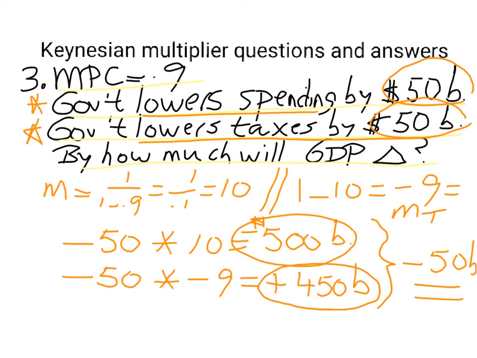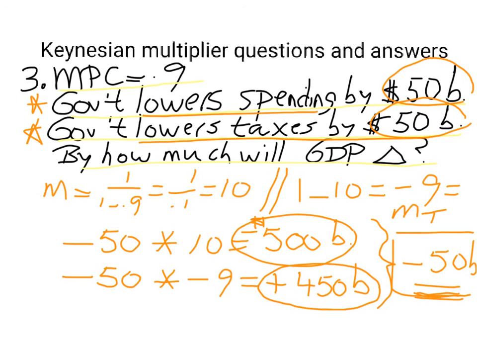Keynes actually said that if a government lowers spending and lowers taxes by the exact same amount, GDP will actually change by that exact same amount, which is what we saw here in this problem. He called it the balanced budget multiplier, because in this case we're balancing our budget. Yes, we're lowering our taxes by 50, so that's not so good for our budget. But we're also lowering spending by the same exact amount, so we're balancing our budget supposedly. And so the balanced budget multiplier is 1. In other words, 1 times that 50 gives us the answer of minus $50 billion.